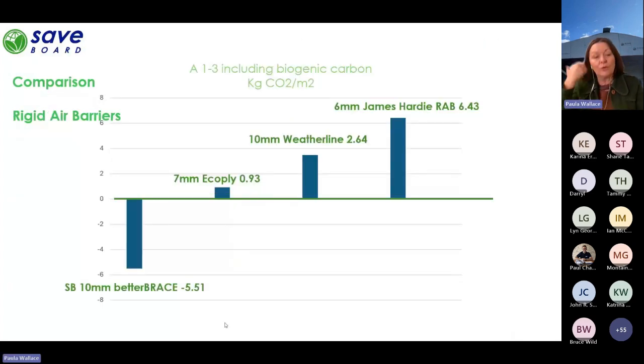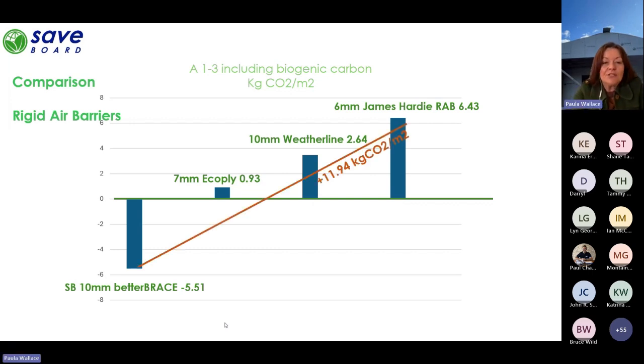So now we're going to look at a comparison using rigid air barriers. So here we have saveBOARD batter brace coming in at -5.51, a 7mm EcoPly at 0.93, 10mm Weatherline 2.64, and a 6mm James Hardie RAB 6.43. And so here, if we look at using batter brace versus a 6mm RAB, the saving per square metre would be 11.94 kilos of carbon or CO2.